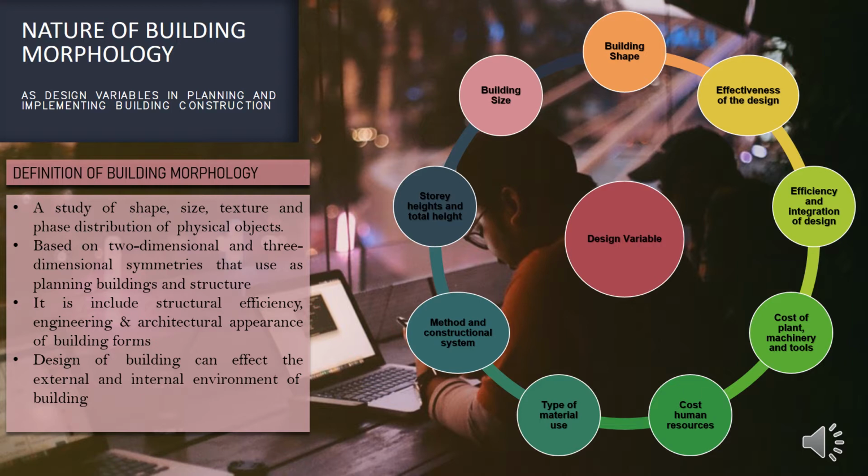The first one is the building shape, effectiveness of design, efficiency and integration of design, cost of plant, machinery and tools, cost of human resource, type of material used, method and construction system, story height and total height, and lastly, building size.